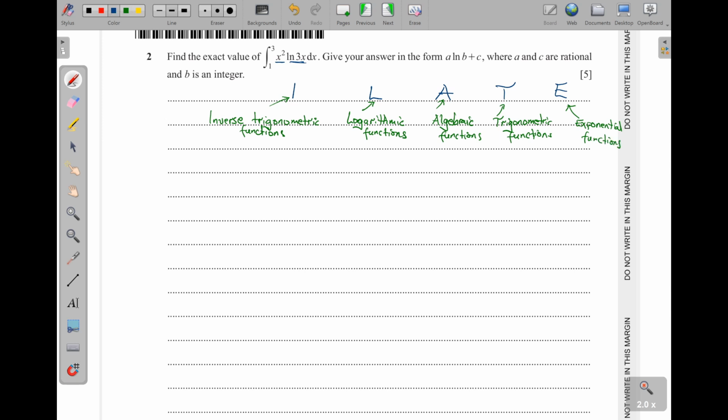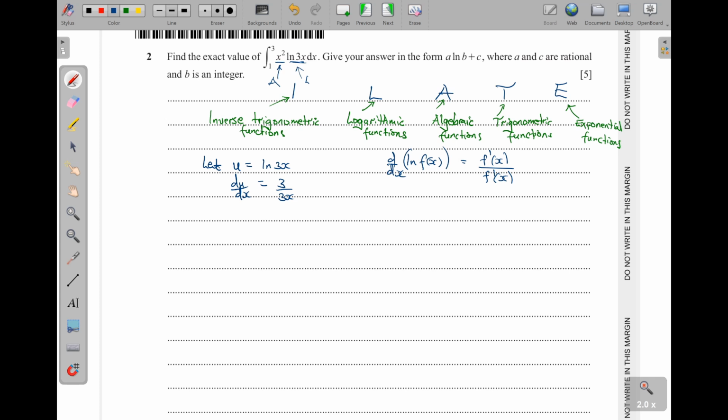Now, based on what we are having here, this x squared is algebraic, and then the natural log here is logarithmic. So L comes before A. So the logarithmic is the one that I'm going to differentiate. Okay, so let my u be the natural log of 3x. Then when I differentiate this one, remember, when we differentiate natural log of a function, you differentiate the function, then you divide by that function. So we shall get 3, then we divide by that 3x.